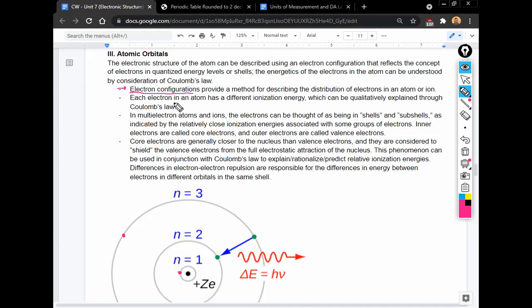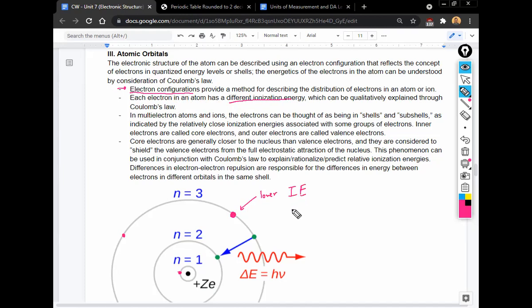Now, one thing you need to know is that every electron has a different ionization energy. Remember ionization energy? How much energy it takes to remove an electron from the atom. So electrons that are further away from the atom, do you think it'll have a greater or lower ionization energy than an electron closer to the atom? Yeah, it's going to have a lower ionization energy, right?